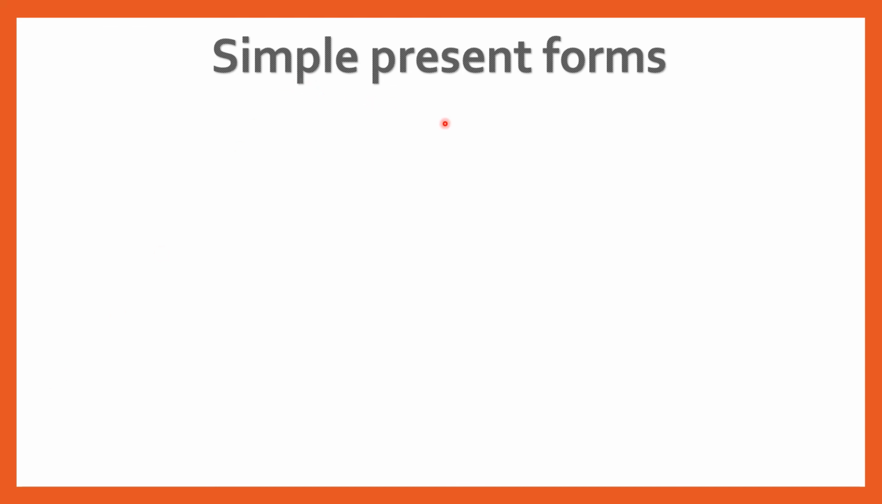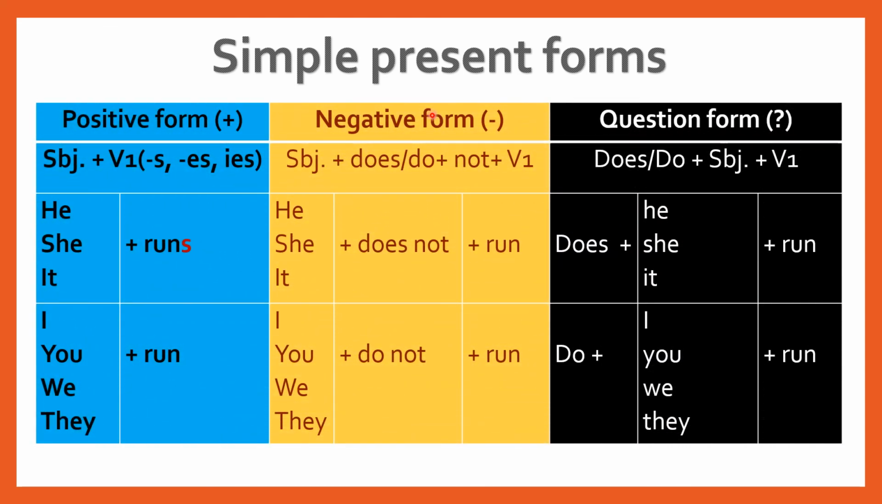Simple present forms. The simple present form for positive sentences is subject plus the main verb. The negative form of the simple present tense is subject plus does or do plus not plus the main verb. And for the question form of the simple present tense, we use does or do plus subject plus the main verb.